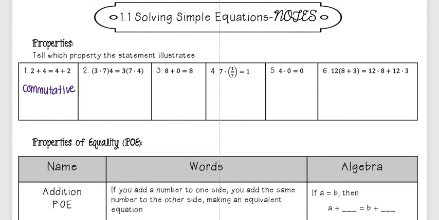This next one, where the numbers are in the same order, but we're just changing where the parentheses are, is called the associative property. This next one, 8 plus 0 is equal to 8, is called additive identity. This next one, that 7 times 1/7 is equal to 1, is the multiplicative identity.